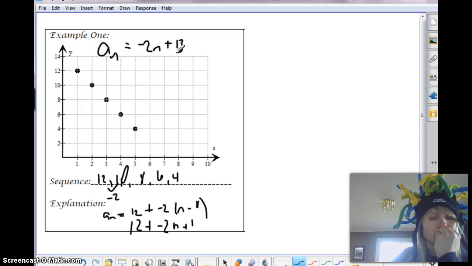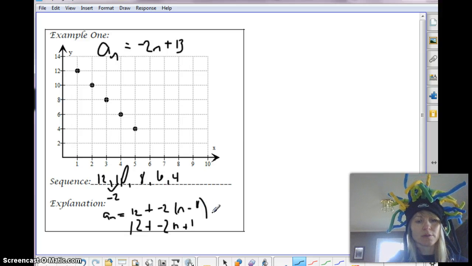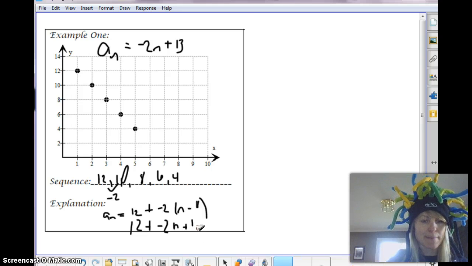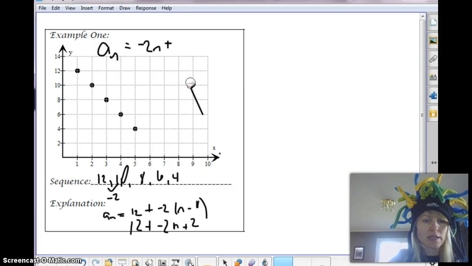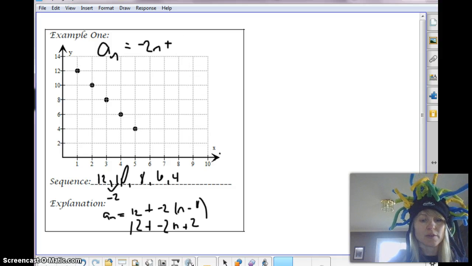Right? No, that's not right. Because negative 2 times negative 1 is not 1. Why didn't you guys stop me? This should have been 2. So this is not 13, it's 12 plus 2, which gives you 14.